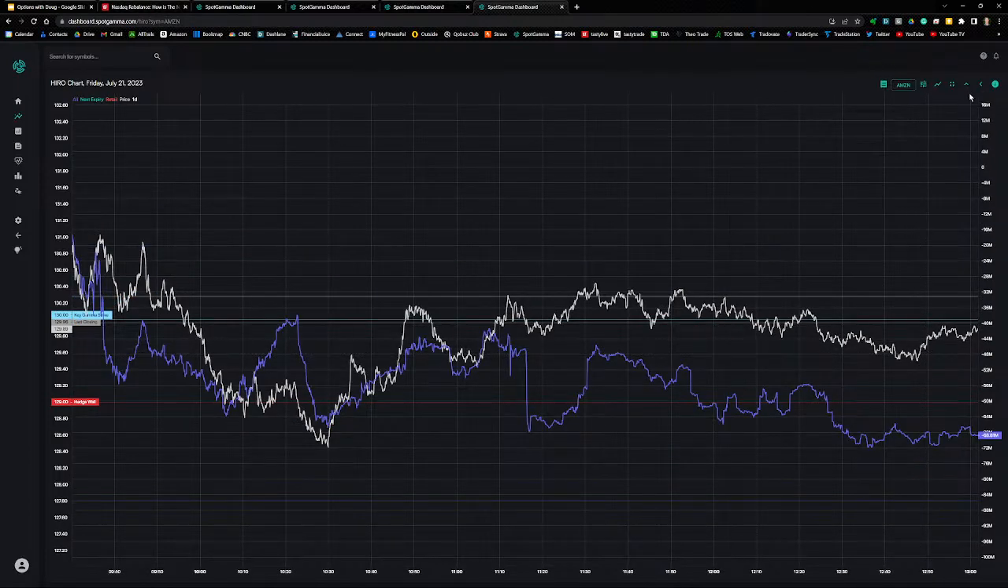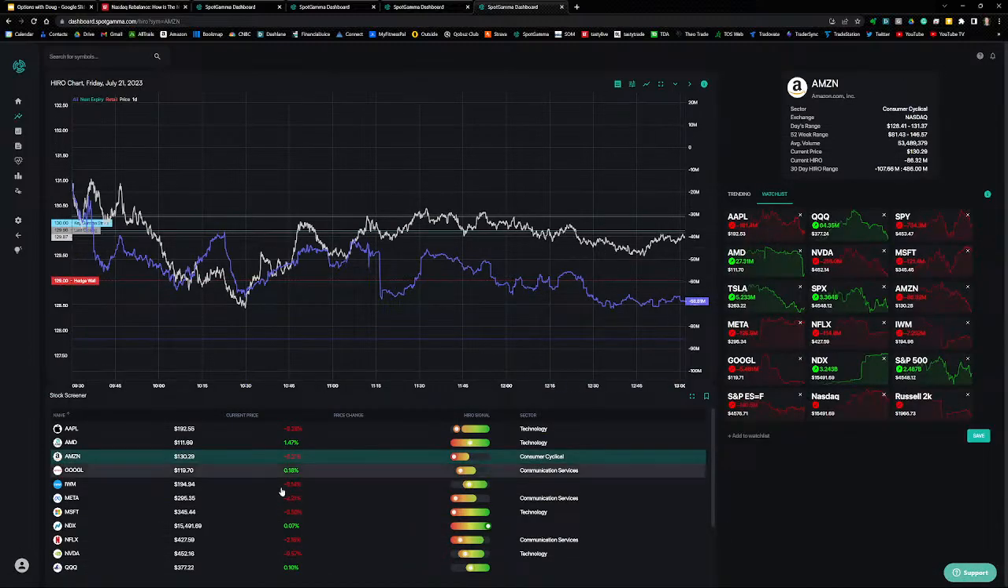All right, the next is Meta. All right, Amazon again had 32% gamma expiring today. Meta 37%.